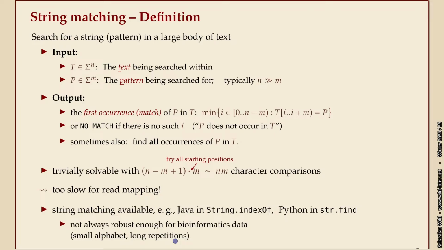So even though this is the worst case running time for these simple methods, they often are better on average. But in the case of bioinformatics data, the worst case might actually happen, or close to the worst case might actually happen.